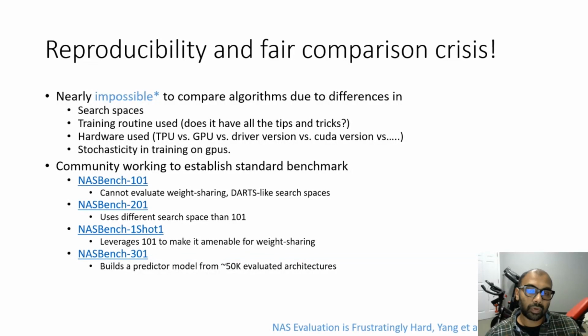Let's see some results. But before I show you numbers, I would like to address a current crisis in NASland. We have a reproducibility and fair comparison crisis. In fact, it is nearly impossible to compare algorithms against each other due to differences in search spaces, the training routine that is used to actually train the model, hardware used. Some people may use V100, some people may use TPU, driver version, CUDA version, stochasticity in training on GPUs. But the community is working hard to establish standard benchmarks. And here are some links of standard benchmarks that you can refer to that we are trying hard to rally behind so that we can build reproducible, fair algorithms.